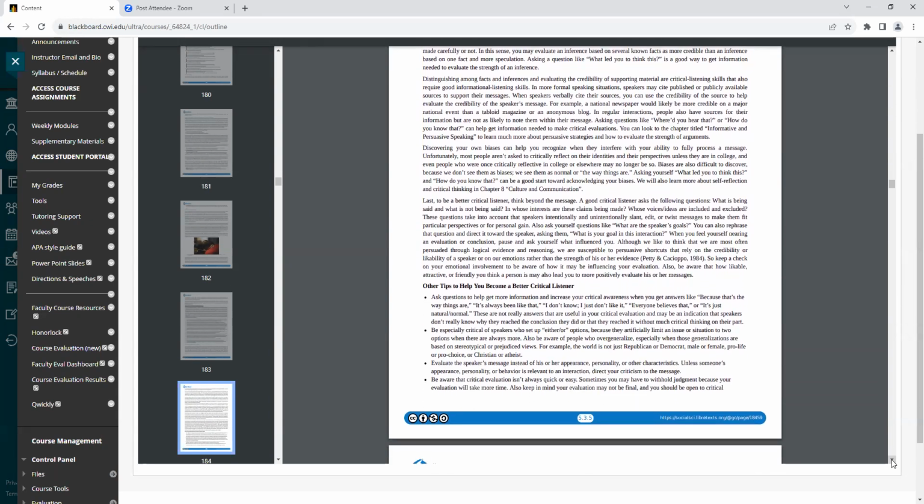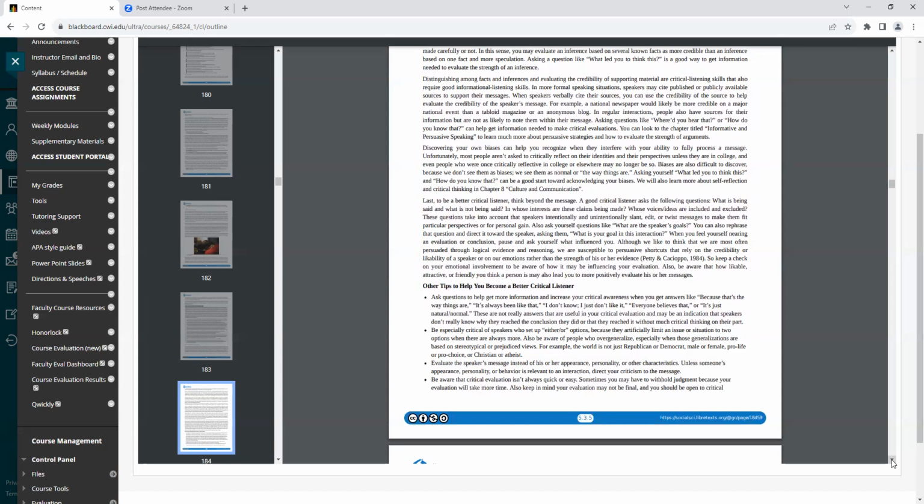Distinguishing among facts and inferences and evaluating the credibility of supporting material are critical listening skills that also require good informational listening skills. In more formal speaking situations, speakers may cite published or publicly available sources to support their messages. When speakers verbally cite their sources, you can use the credibility of the source to help evaluate the credibility of the speaker's message. For example, a national newspaper would likely be more credible on a major national event than a tabloid magazine or an anonymous blog.